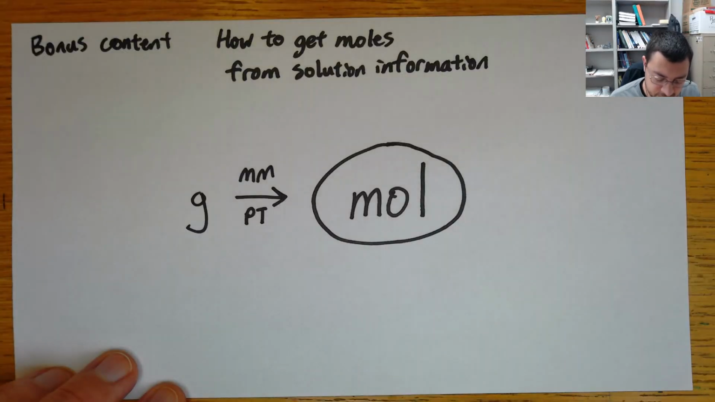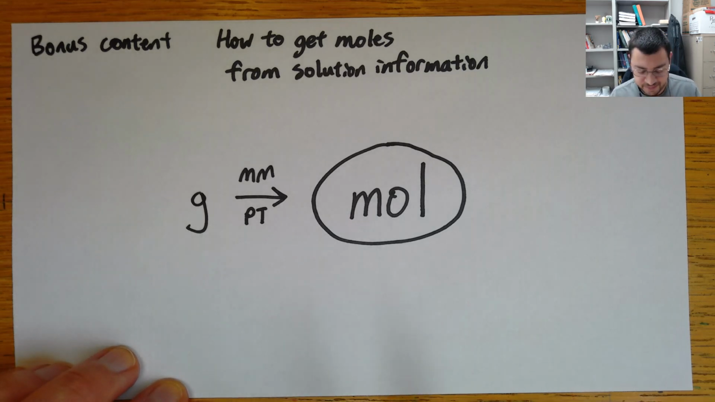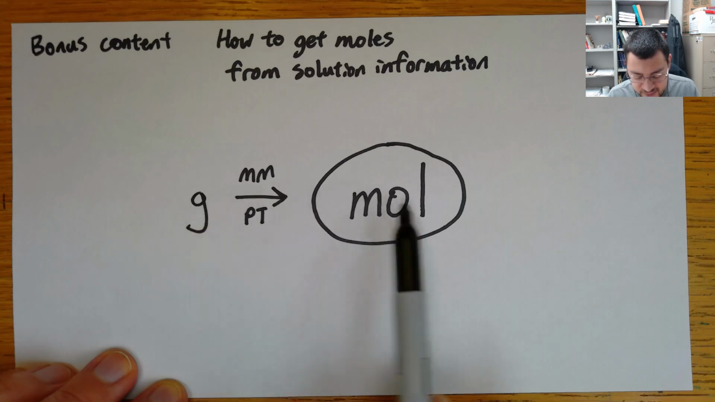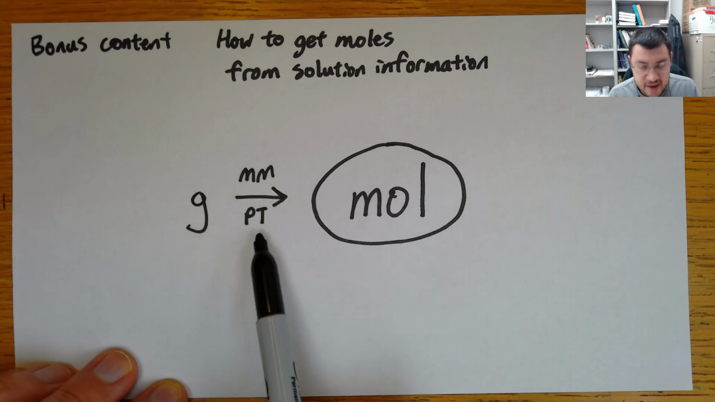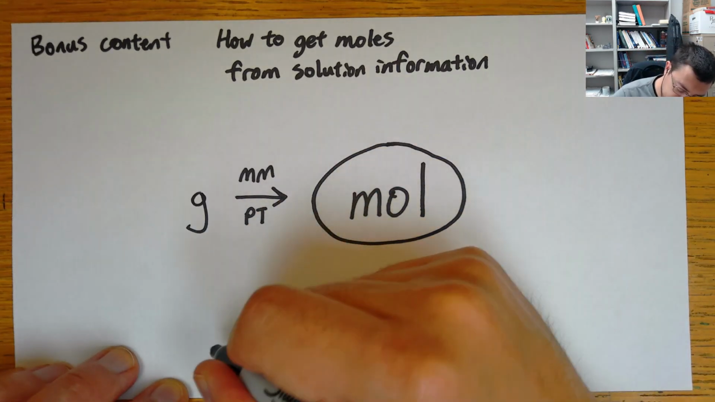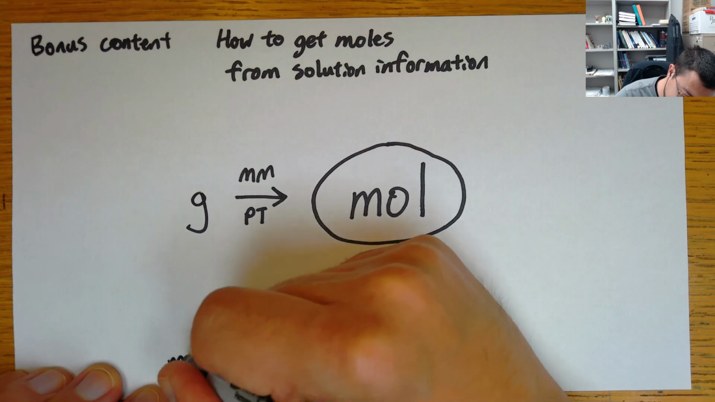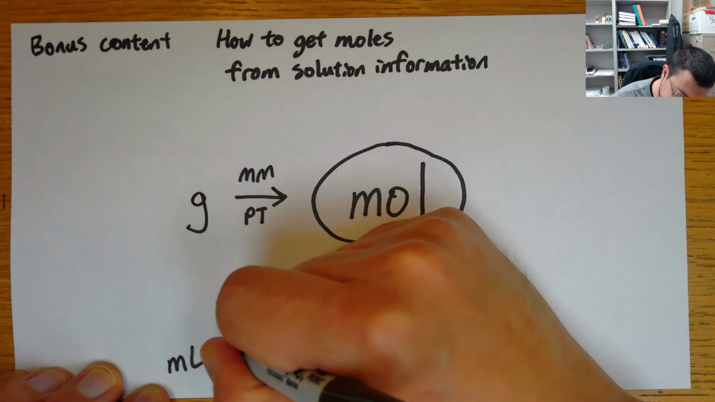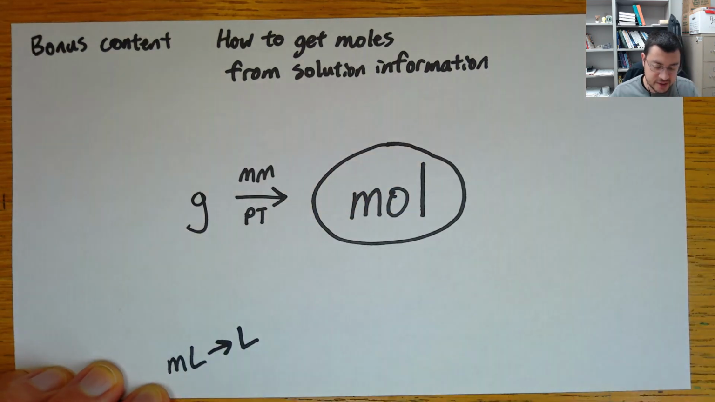All right, here's our little bit of bonus content. How do you get moles from solution information? What we've worked with so far is turning masses into moles using molar masses we get from the periodic table. Okay, but if you're given something like milliliters, this is how we would get that into moles. Milliliters first, we would have to change that into liters just using metric conversion. Okay, 1,000 milliliters and 1 liter.